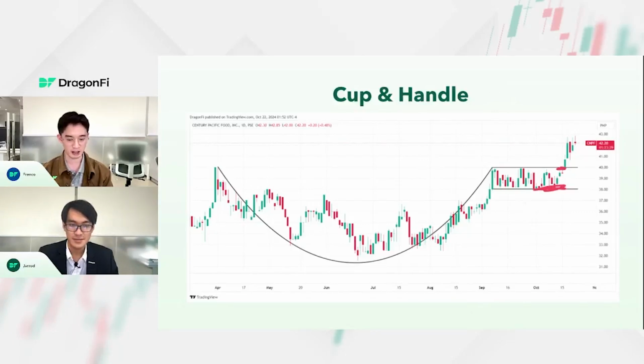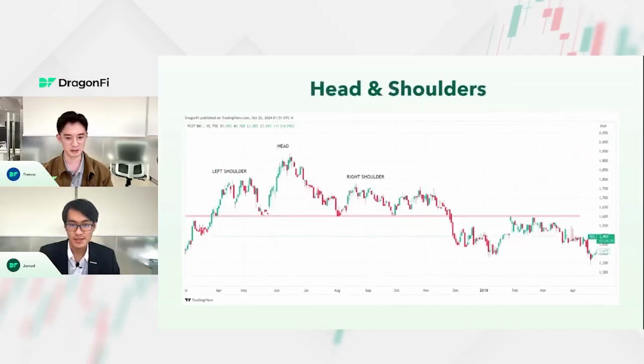So if you want to trade the cup and handle, try to find an early setup. You don't always have to wait for the breakout. Next one is something we actually see a lot also. It's something we call the head and shoulders pattern. So why a head and shoulders?